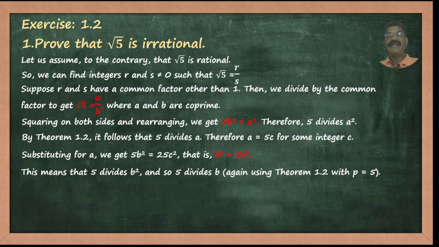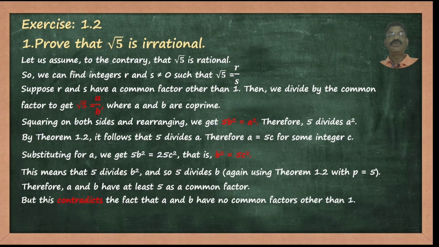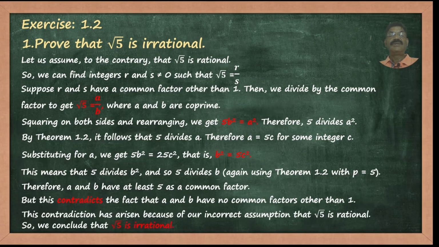Therefore, 5 divides a as well as 5 divides b. This means 5 is a common factor of a and b, which is a contradiction to the fact that a and b are co-prime. This is because of our wrong supposition. Therefore, root 5 is rational is wrong. We conclude that root 5 is irrational. So, the same idea we apply for root 5 also.